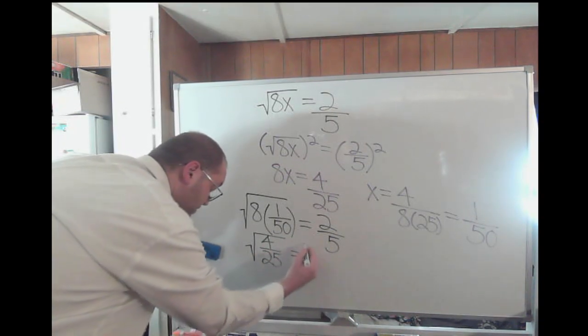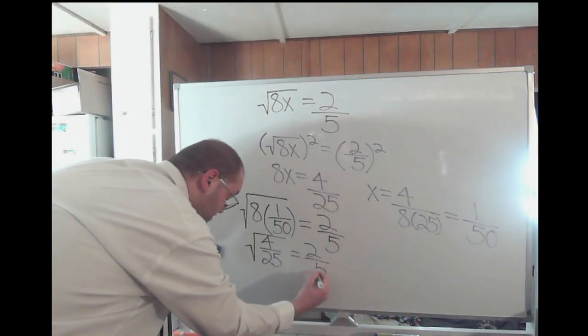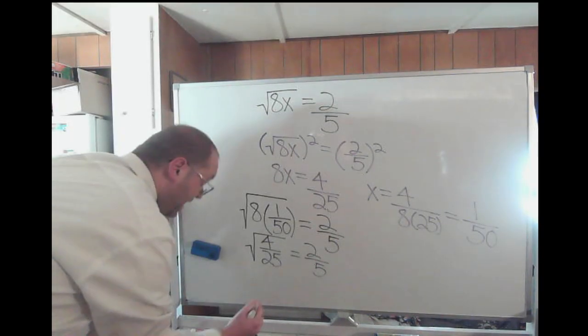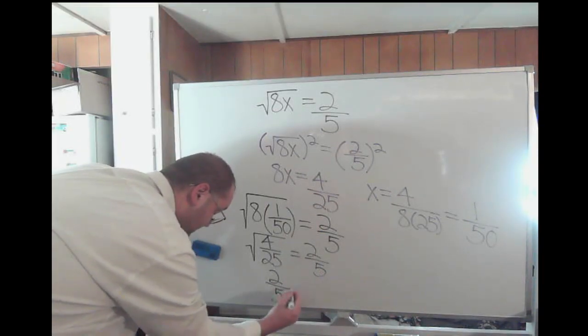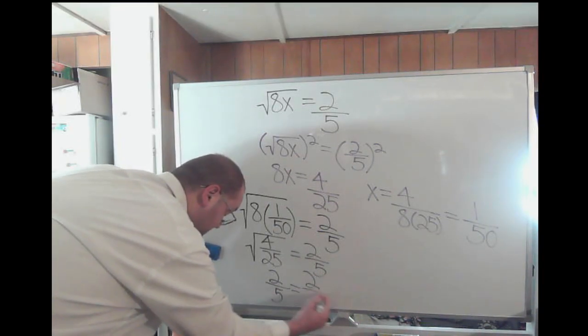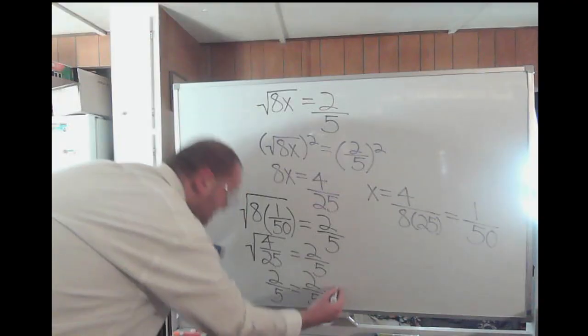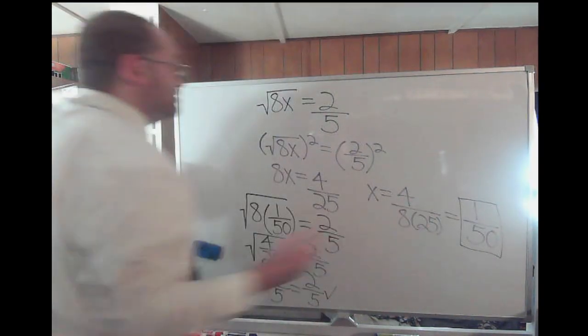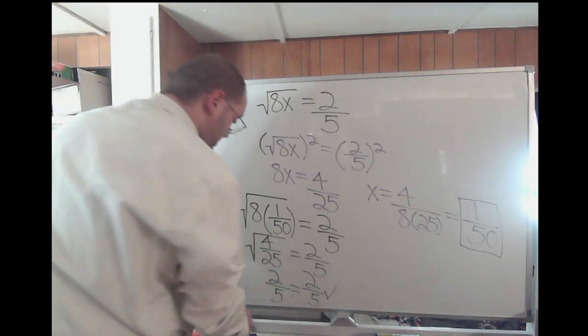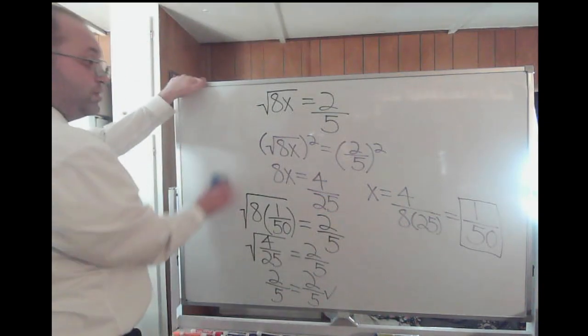Would that equal 2/5? Well, the square root of 4/25 actually is 2/5. We have 2/5 equal to 2/5, so yes, we have a true statement. So the answer for this equation is going to be x equals 1/50. You would in fact get 1/50 for your answer.